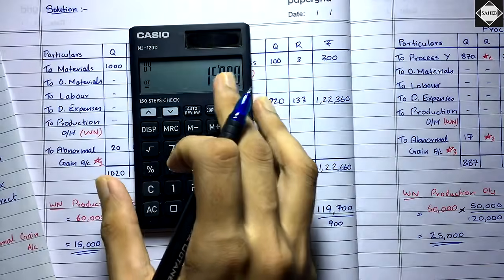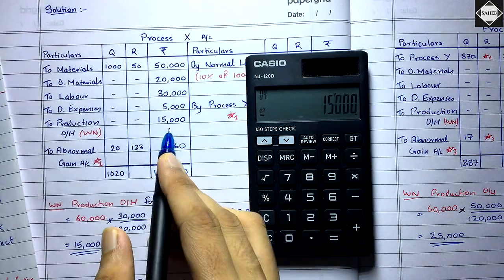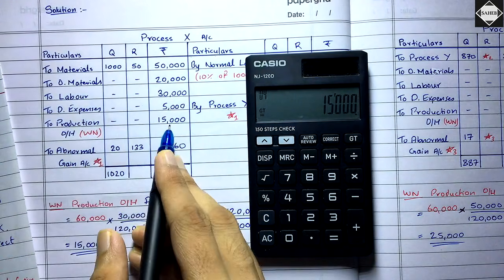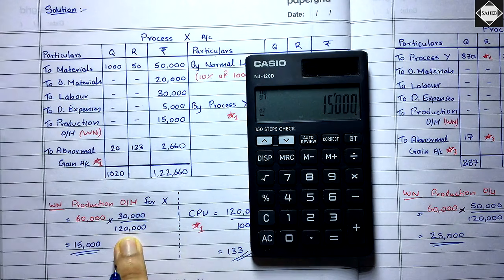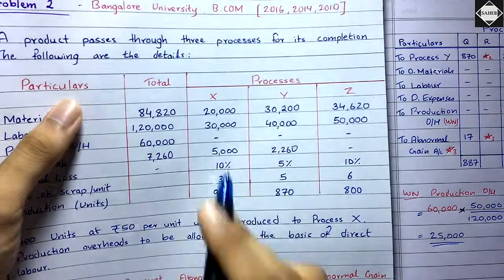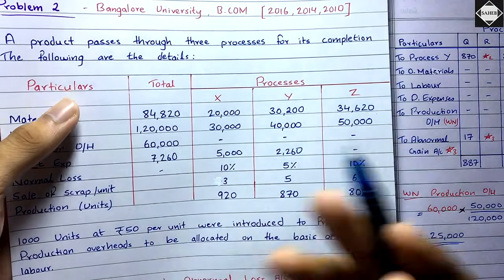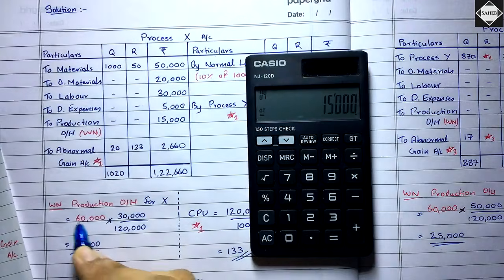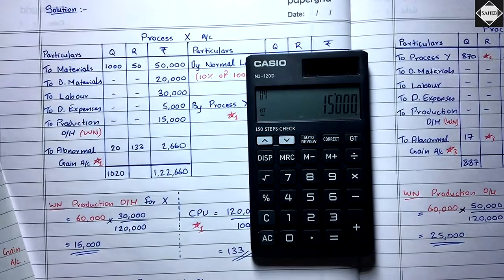So 15,000 of that 60,000 will go to process X. It will be allocated to process X. So to production overhead 15,000. Is that clear? Did you understand this? It's very simple. All we did was just took the ratio of direct labor, isn't it? 30 was of process X, the total was 1,20,000, 30 divided by 120, that ratio we used and multiplied it by the total production overhead. We got the production overhead for X. Simple.